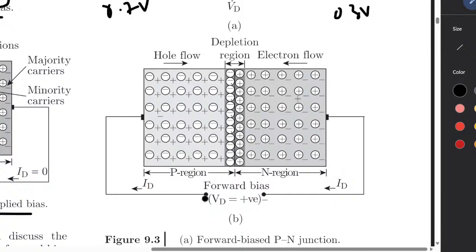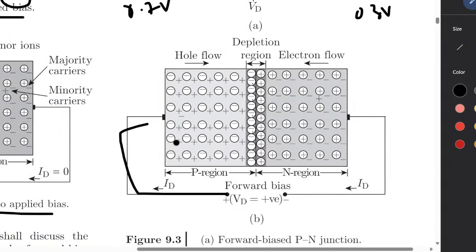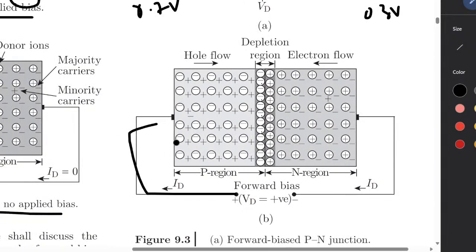When we apply positive to the P side and negative to the N side, the holes flow from the P region, and the depletion region decreases as we apply the positive potential at the P side. The majority carriers on the P side pass through the depletion region to the N side and exchange their action. So holes flow in one direction, electrons flow in the other, and the depletion region decreases.